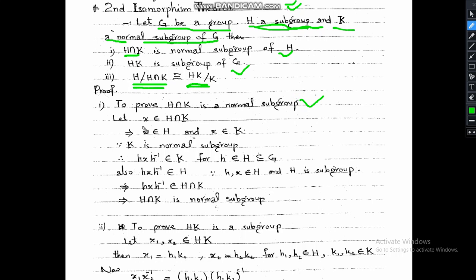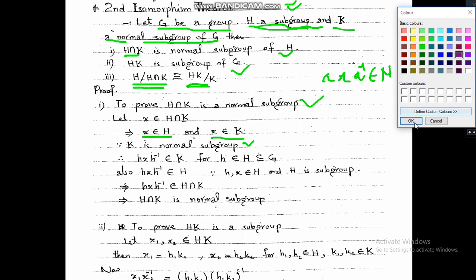To prove this point, first we suppose that there is an element X and this element is available in the intersection H intersection K. If it is available in H intersection K, then it will be available in H as well as in K. As we know that K is a normal subgroup, and we also know the property of a normal subgroup that for any element g, g x g inverse belongs to K. This is the property of a normal subgroup.